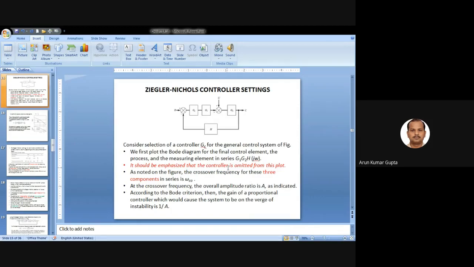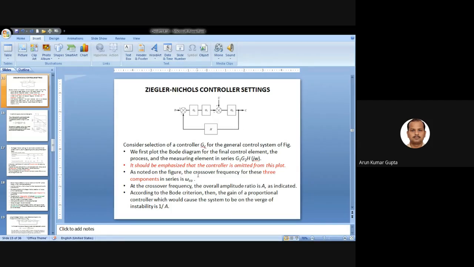So we have discussed this Ziegler-Nichols controller method. Basically, in this method we avoid the controller part, and we find the open loop for the rest of the transfer function. So we consider G1, G2 and H, and we will not consider GC. The open loop transfer function will be G1, G2, G and H, and we will plot this by the Bode criteria. We will plot the amplitude ratio versus frequency and the phase angle versus frequency in a similar way.